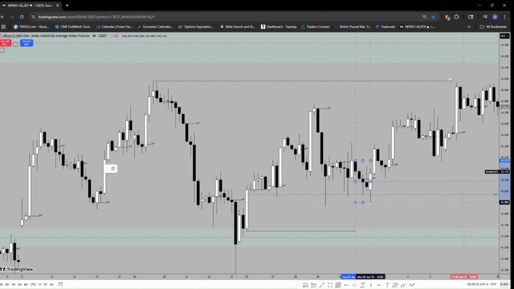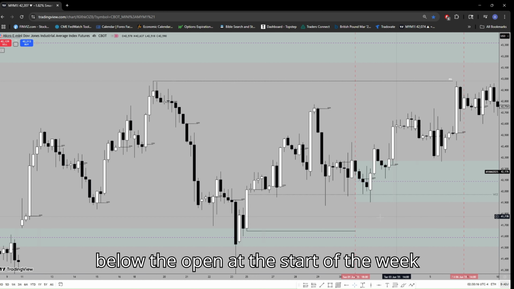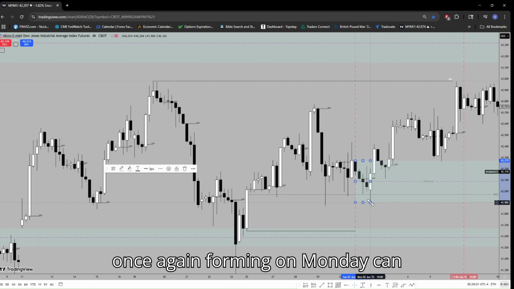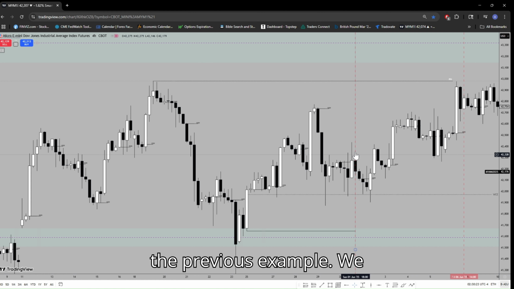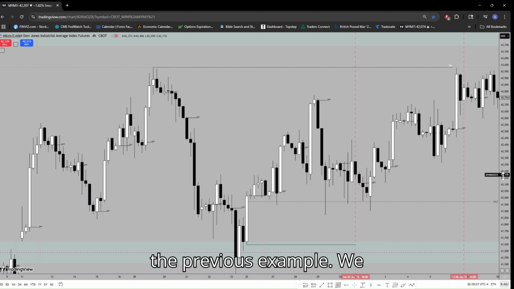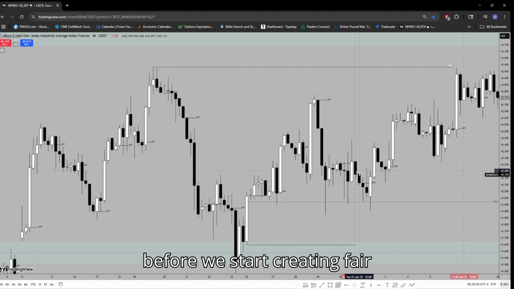So this price movement below the open at the start of the week, once again forming on Monday, can be looked at as our Judas swing. So from the previous example, we want our Judas swing to form before we start creating fair value gaps in the market.